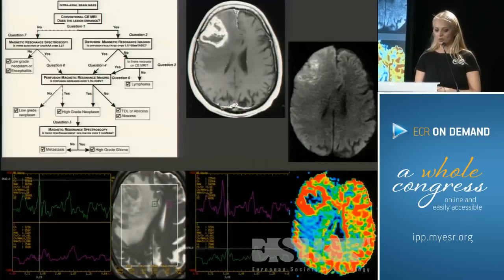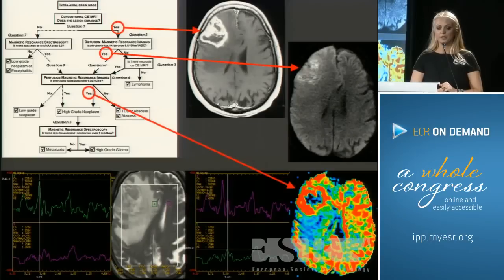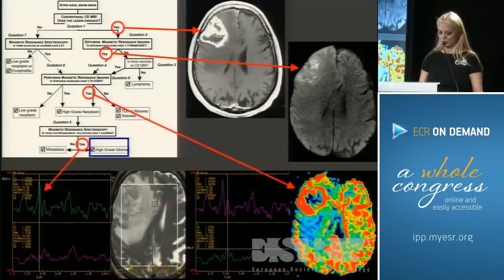You look at the brain tumor and you go like a cascade from one box to the other. The first box is: is this tumor enhancing? The answer is yes, so you go here. Then you look at diffusion: is diffusion increased or decreased? And then you go down. What is happening to perfusion of this tumor? It's definitely increased, so you know you're dealing with a high-grade neoplasm. And then you do spectroscopy, and then you will know this is a high-grade glioma. So there is a cascade for how to do what.